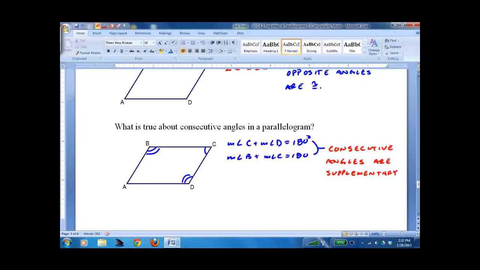So this gives you lots of great math problems. 60 degrees for one angle, 120 degrees for another angle, and so on and so on. Now, you can do these problems a couple of different ways.